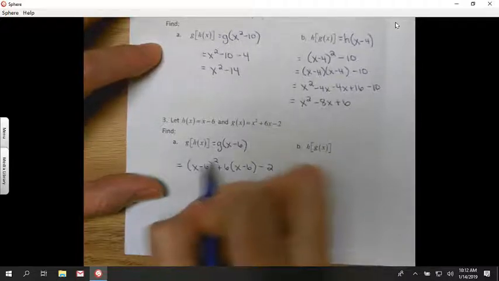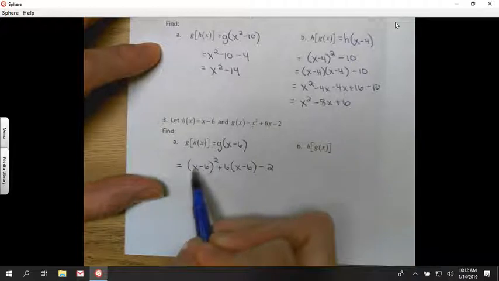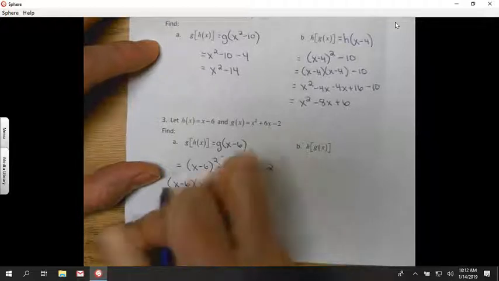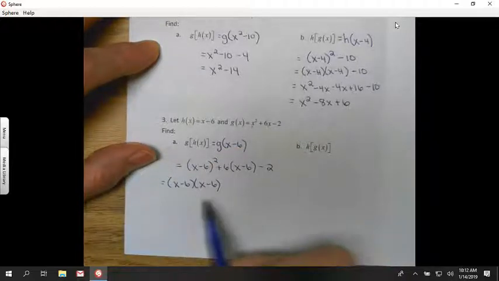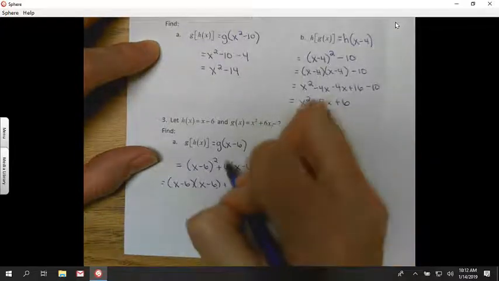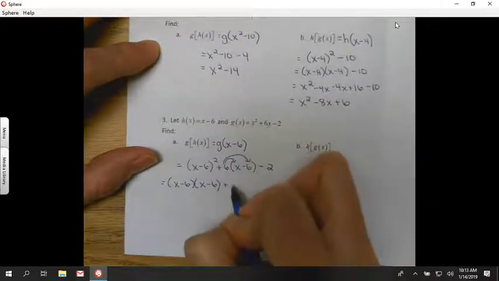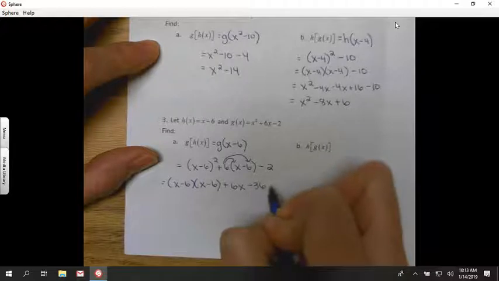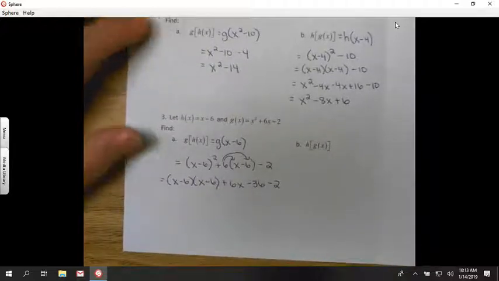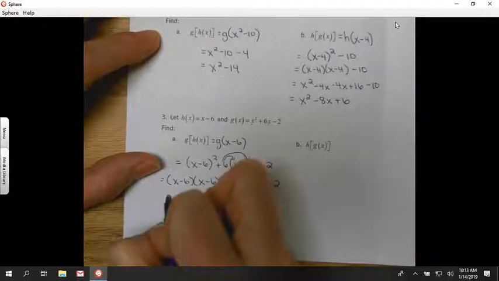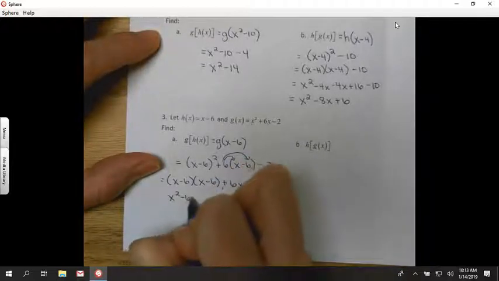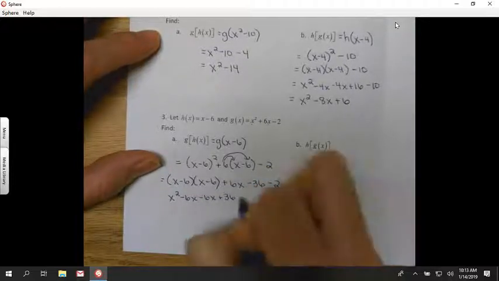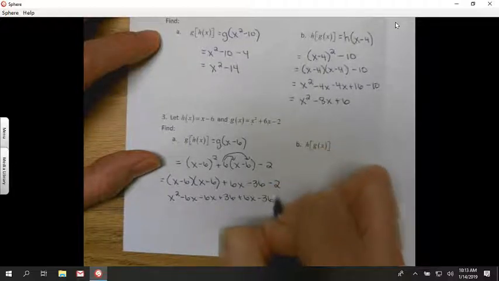All right, again, just like we did up here, when we say x minus 6 squared, that really means I have x minus 6 times x minus 6. So I'm going to have to FOIL or double distribute that, but then right here, I'm distributing this 6 through, so 6 times x gives me 6x, 6 times a negative 6 gives me a negative 36, and I still have this minus 2 at the end. Now I need to go ahead and distribute this, so x squared minus 6x minus 6x plus 36. Then I have the remaining terms.